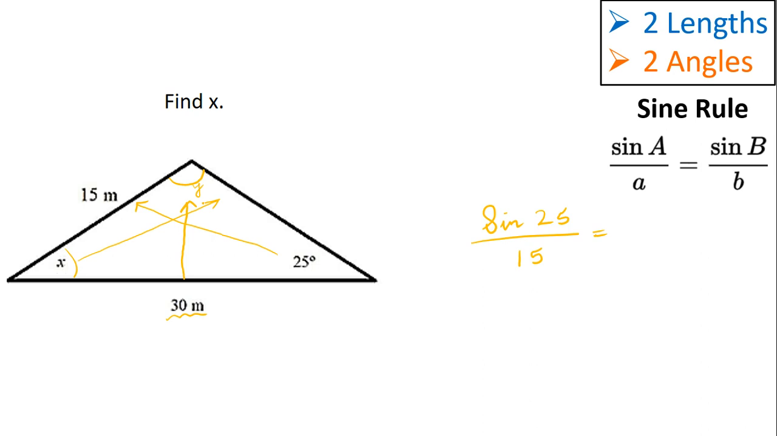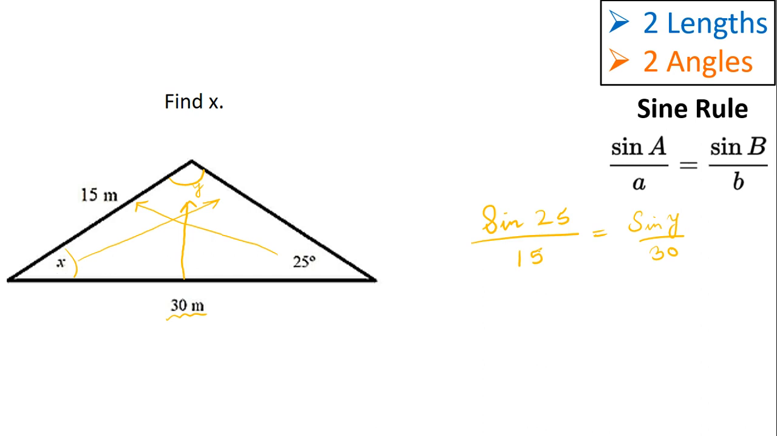Let me label it as y. Once I have my y, it's going to be fairly easy to find my x. And then I'm going to tell you how. So first thing, whichever is missing, that's what I'm going to be finding. So 30 is there with me, and right opposite to 30 is y. So I'm just going to write sine 25 over 15 equals sine y over 30.